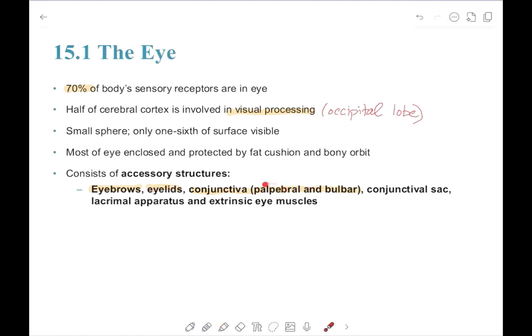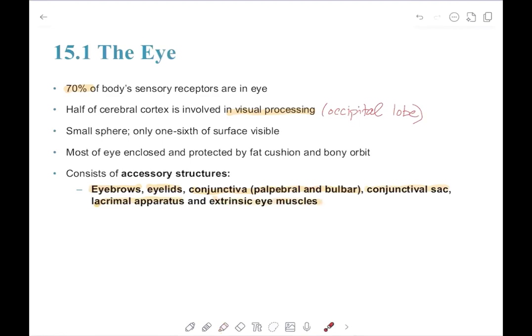Underneath the anterior surface of the eyeball is the bulbar conjunctiva, and that's going to cover the white of the eye. The one that goes underneath the eyelids is called the palpebral conjunctiva. So we've talked about the conjunctival sac. The lacrimal apparatus is what we're going to talk about on the next slide, and then after that, we're going to go over the extrinsic eye muscles.